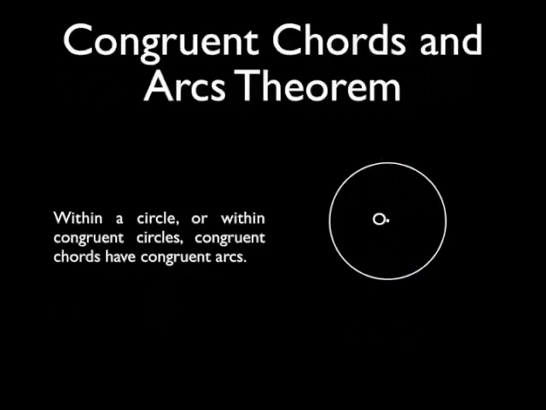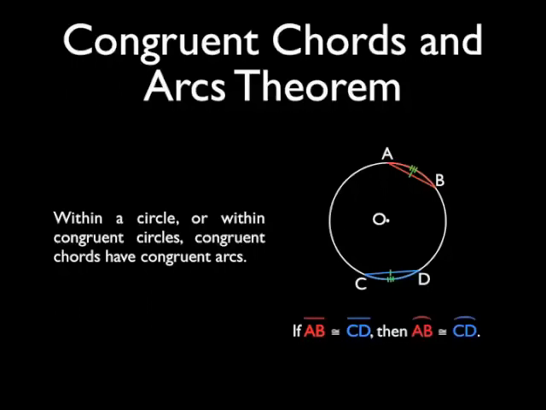And our final theorem for this video is the congruent chords and arcs theorem. It says within a circle or within congruent circles, congruent chords have congruent arcs. If segment AB is congruent to segment CD, then arc AB is congruent to arc CD. This is just a combination of the two theorems that we just learned, so it's really easy to prove. The proof is really only a couple of steps. Since the chords are congruent, the central angles are congruent, and since the central angles are congruent, the arcs are congruent by the two previous theorems that we just learned.